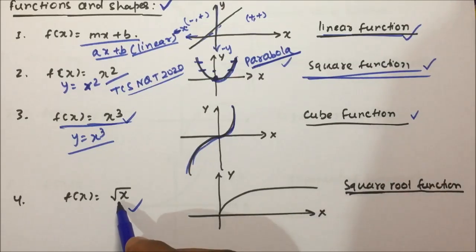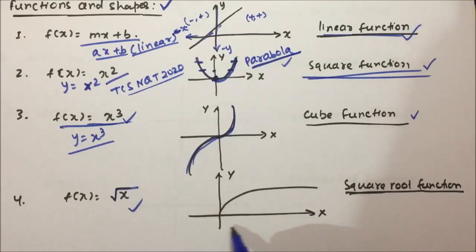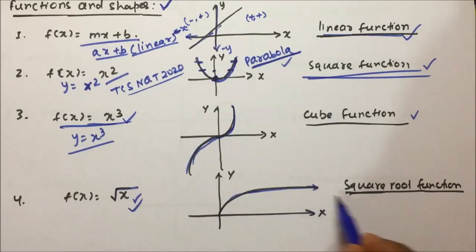And then f(x) is equal to square root of x. So square root of x means all values will be positive. So here it has shown to you that this is a square root function.